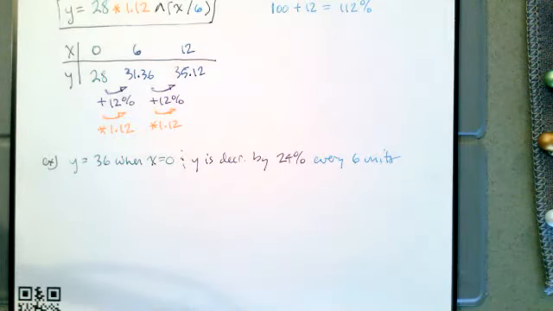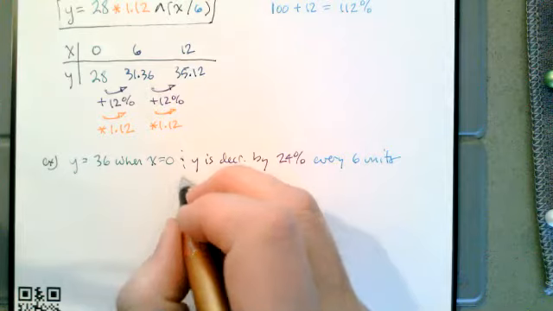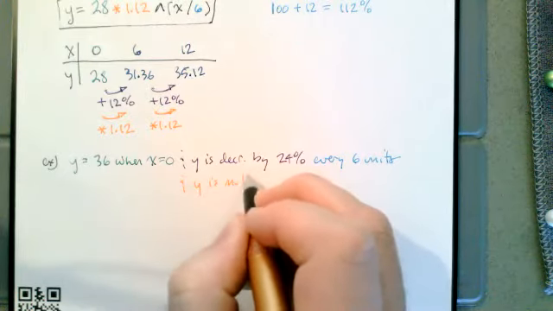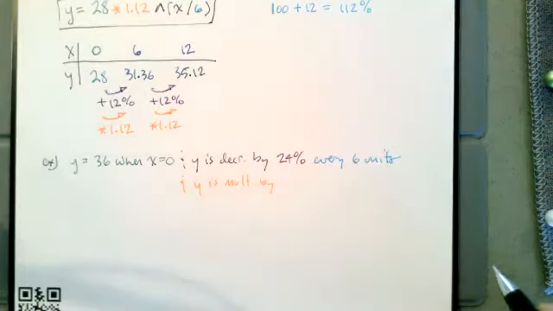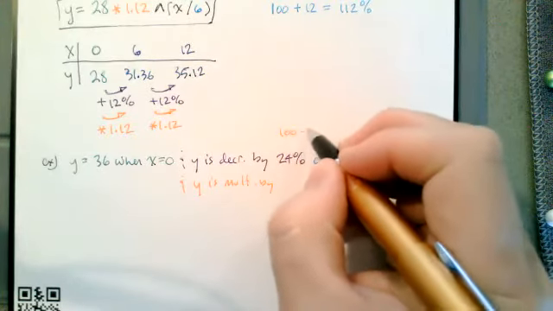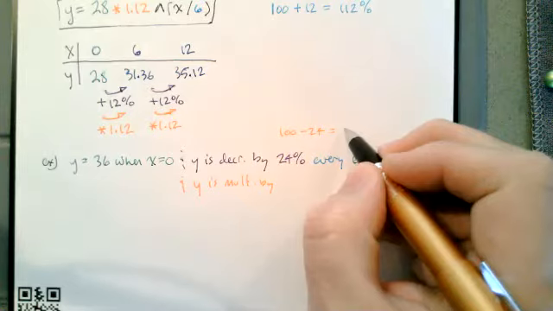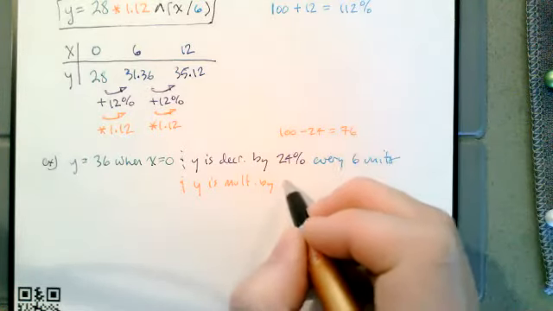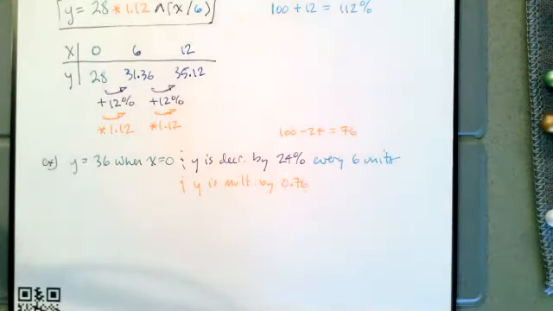Same format that we've used for describing linear or exponential functions before. Where to start, what's the change, how often do we make that change? In this case, since y is decreasing by 24%, we can turn this into y is multiplied by, we'll subtract 24 from 100, so 100 minus 24, and that's going to be 76. So multiplied by 0.76 every 6 units.